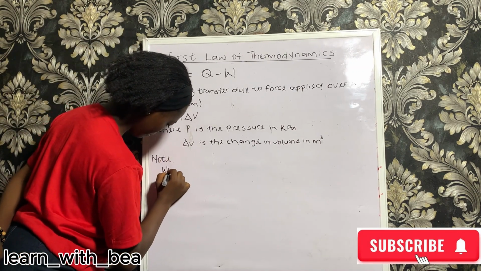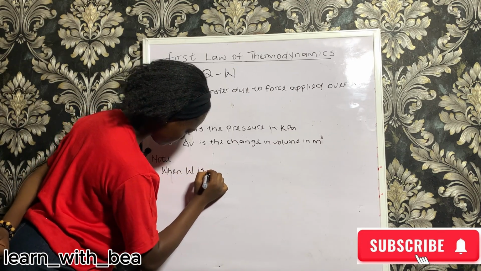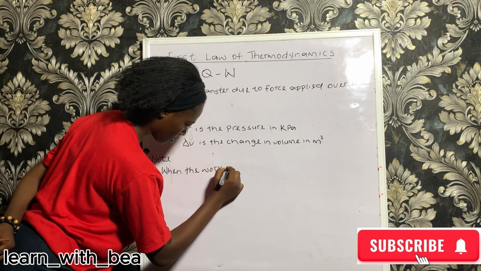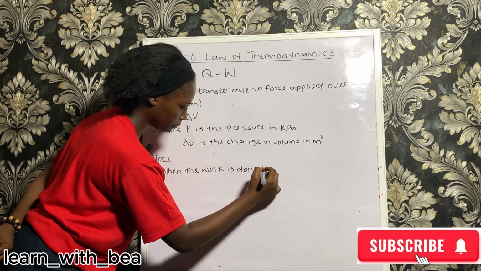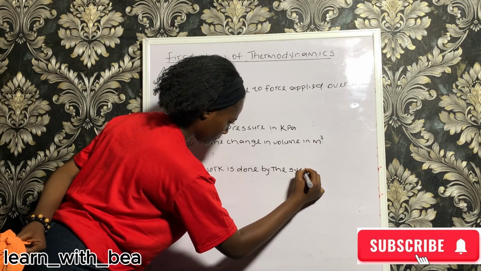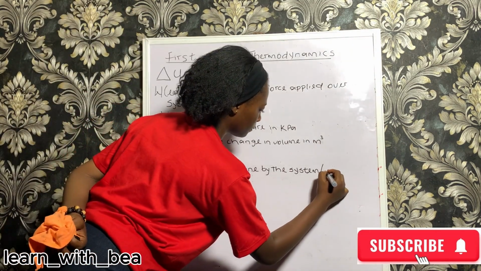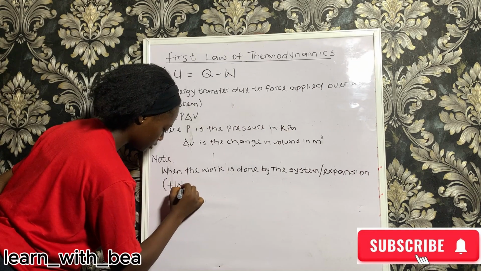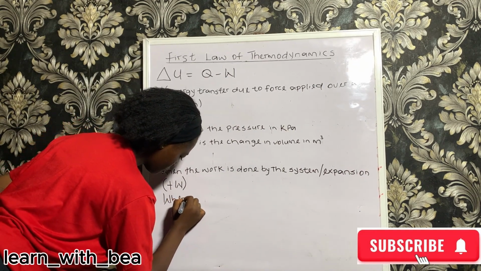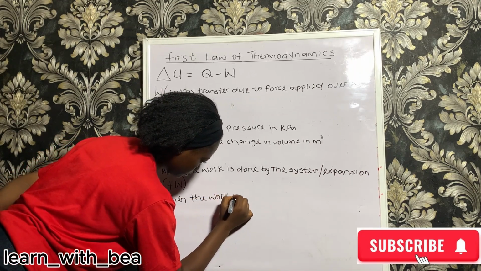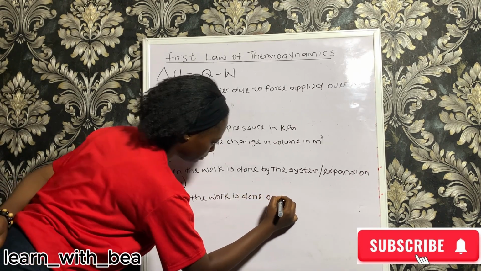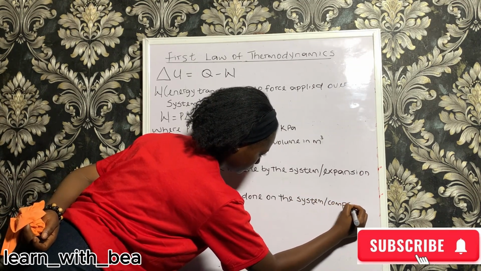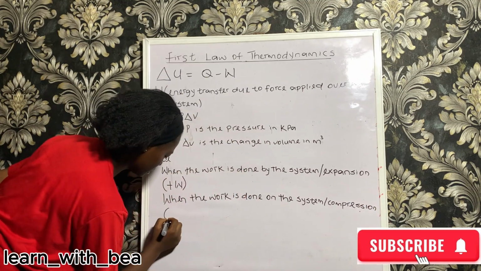When work is done by the system, or if it is expansion, then we can say it is plus W. But when the work is done on the system, or compression, we can say it is negative W.